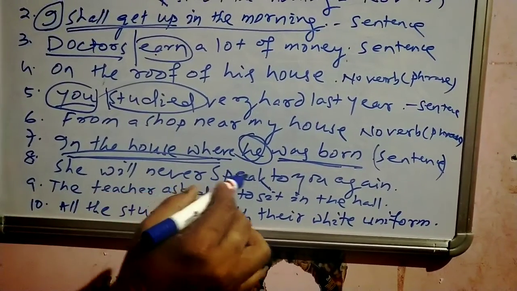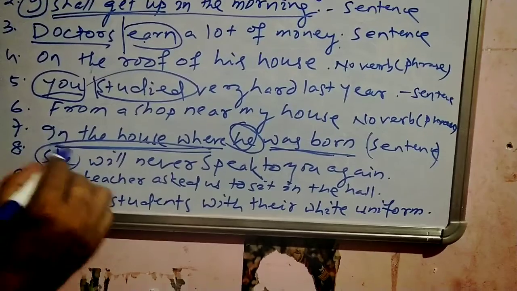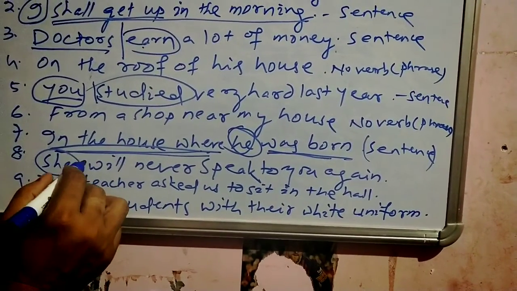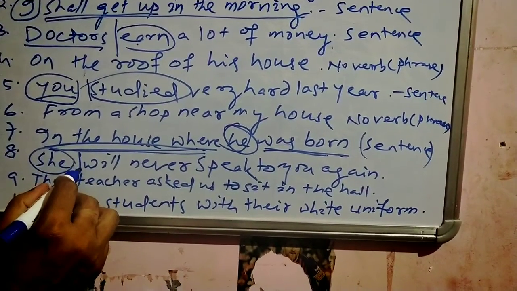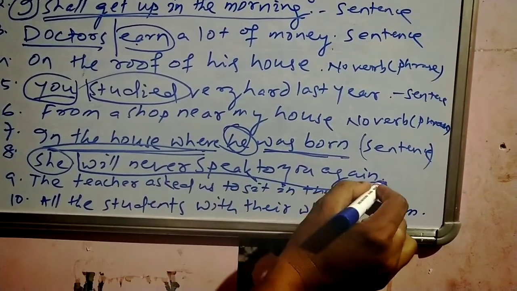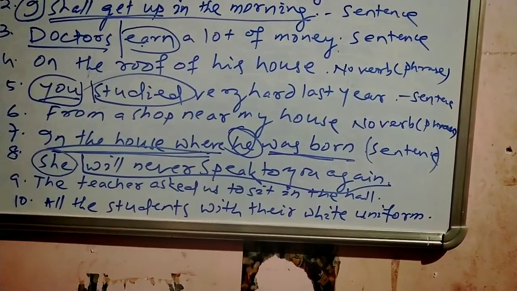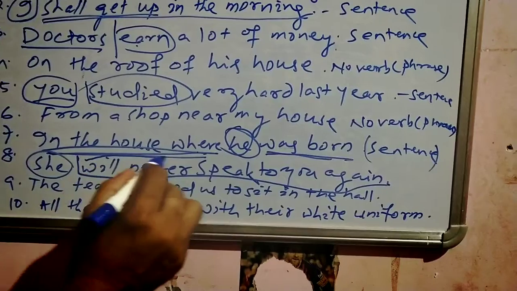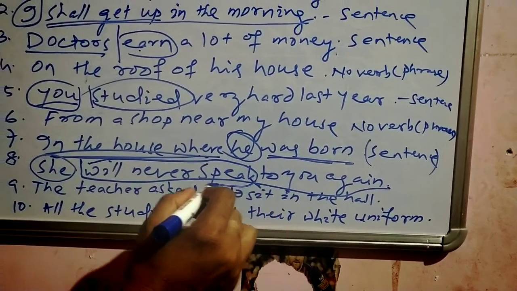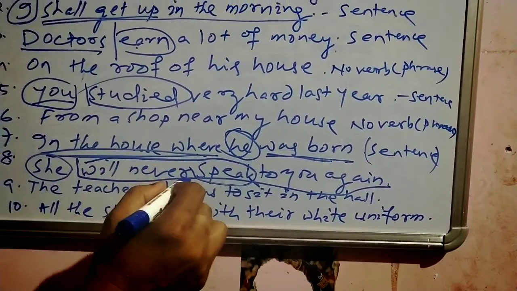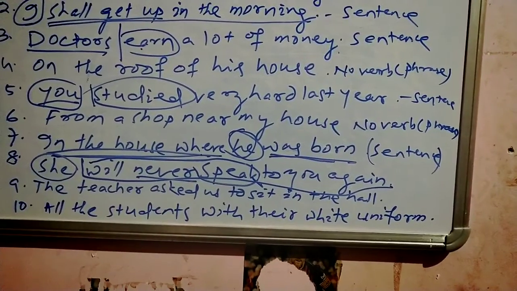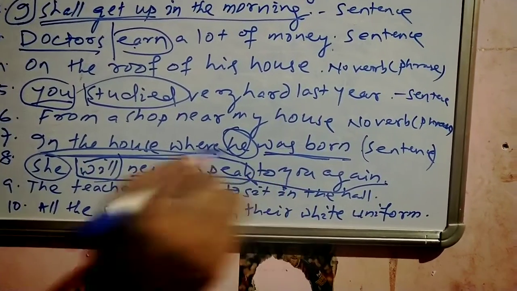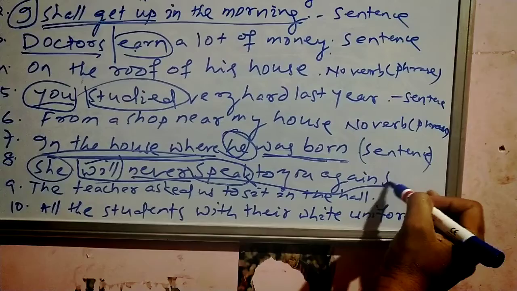Then you see question number 8: "She will never speak to you again." "She" is definitely the subject part, and the predicate part starts from the auxiliary verb "will" to "again." In the predicate part we have the verb group "will speak," and "never" is the adverb. It gives a complete sense, so it is a sentence.